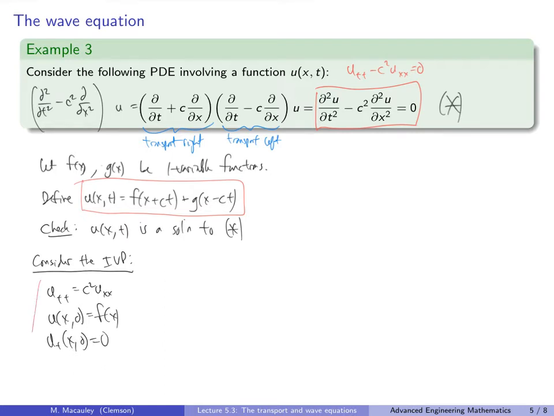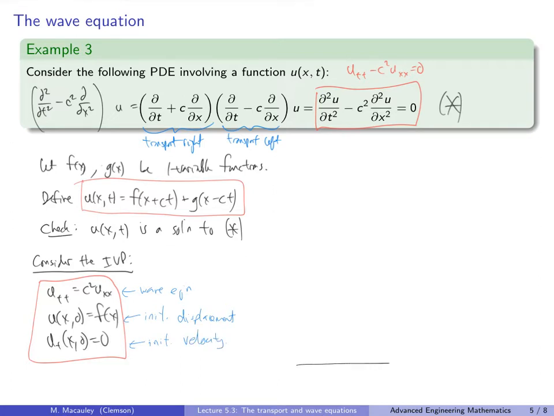So this means that f of x is the initial displacement of the wave. Let me write that down. So this here is the wave equation. That's the name of this PDE that's above. F of x is the initial displacement. And 0 is the initial velocity.